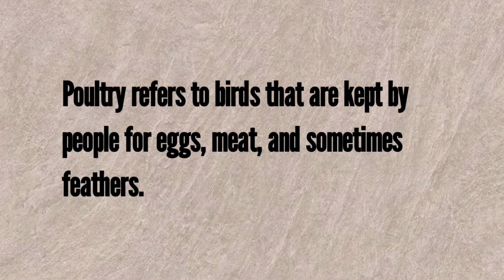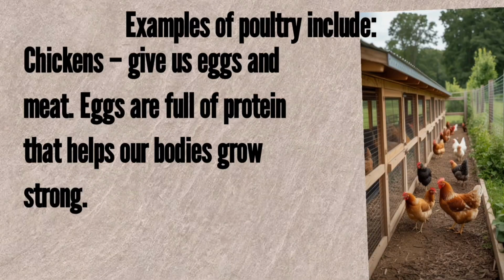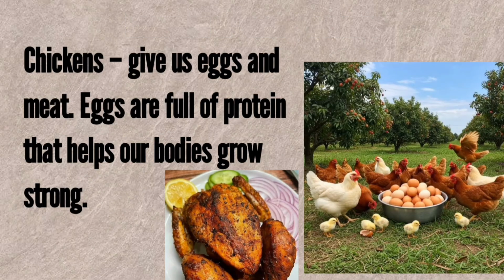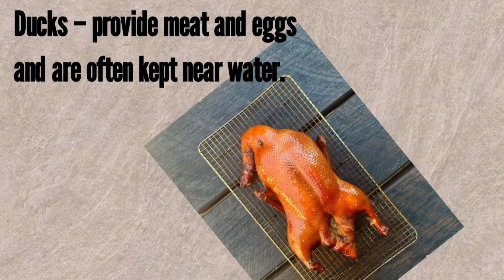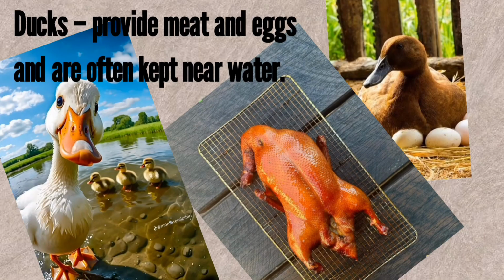Poultry refers to birds that are kept by people for their eggs, meat, and sometimes feathers. Examples of poultry include chicken, which give us eggs and meat. Eggs are full of proteins that help our bodies to grow strong. Ducks also provide us with meat and eggs, and they are often kept near water bodies because ducks love water.